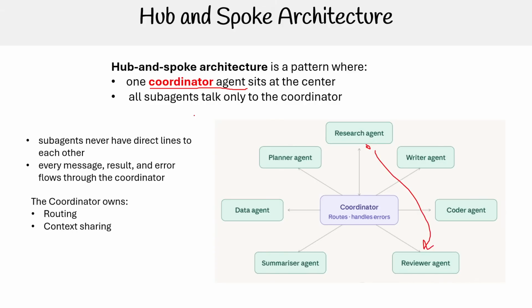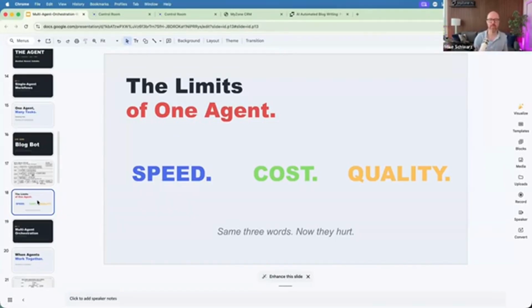Context sharing. So what will be shared? The research agent is not going to be aware of what everyone's doing unless the coordinator passes that information along and it gets injected. So it really won't know. And any kind of error handling, any kind of observability, anything like that. But it is something to be aware of.